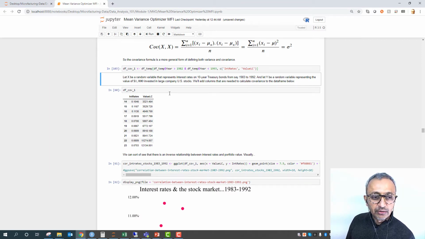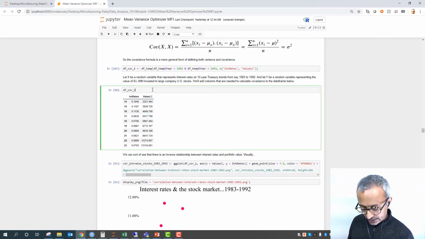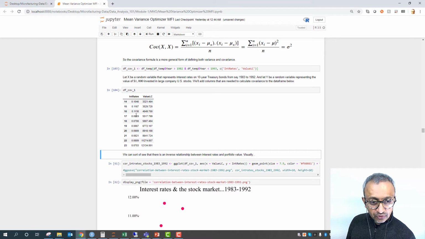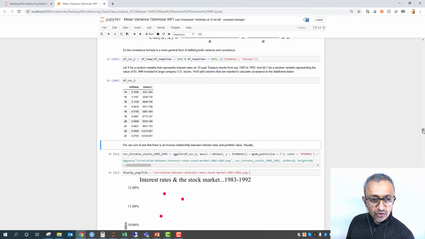And let Y be the random variable representing the value of $1,000 invested in large company US stocks. So you have these two columns: interest rates and the value of your portfolio in large company stock. We can see that as interest rates went down from, imagine, 10% to 7%, the value of your portfolio went up, right? That's not entirely why it went up. Of course, there are many other reasons why your portfolio value would go up, but interest rate could be a small factor, right?